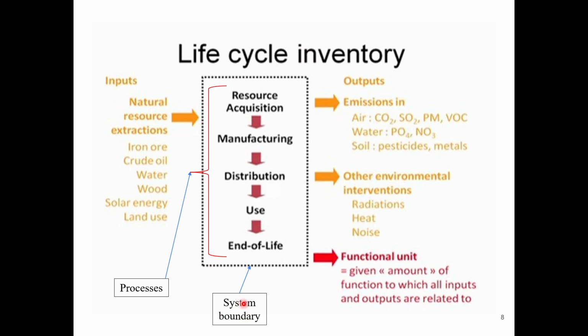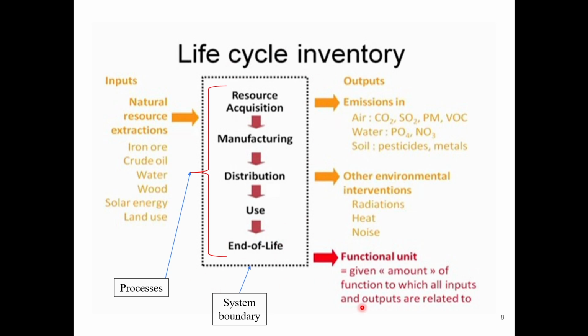And this boundary, which is shown in dotted lines, is basically a system boundary. It indicates that only these processes are required for the system which is required for creation of the product. These processes are required in a system which is necessary for the development of a certain product. So that is basically called the system boundary.